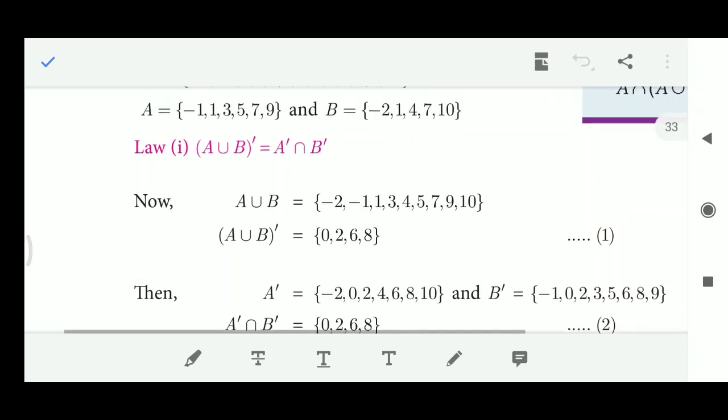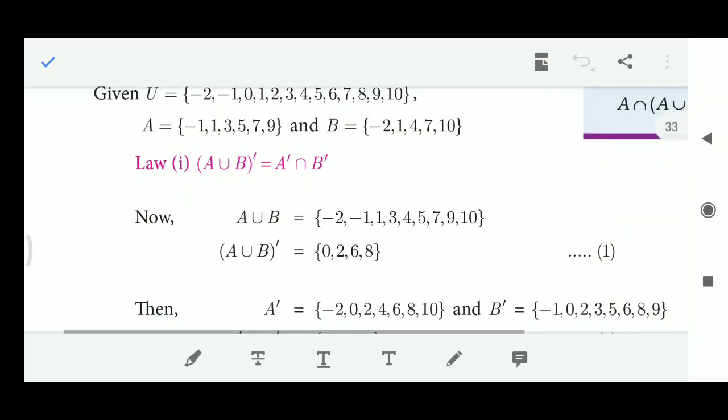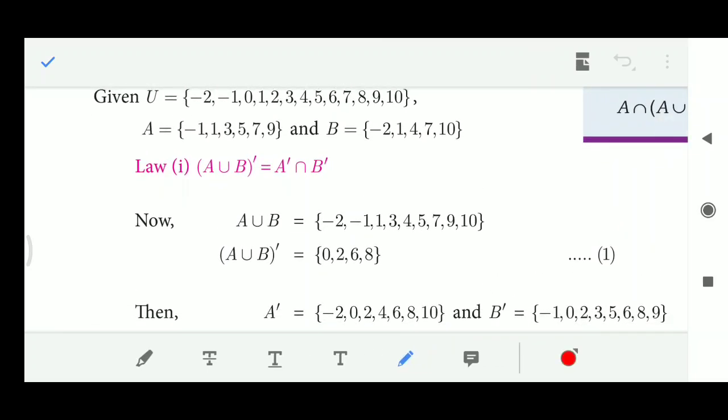Then for A' you will get {-2, 0, 2, 4, 6, 8 and 10}, by eliminating the elements of A: -1, 1, 3, 5, 7 and 9. The remaining elements are -2, 0, 2, 4, 6, 8 and 10.